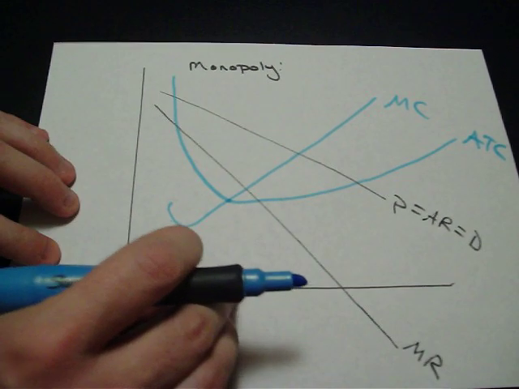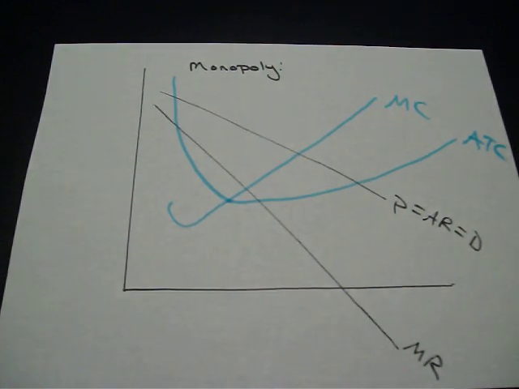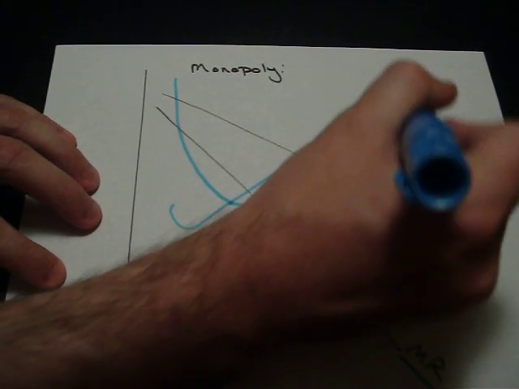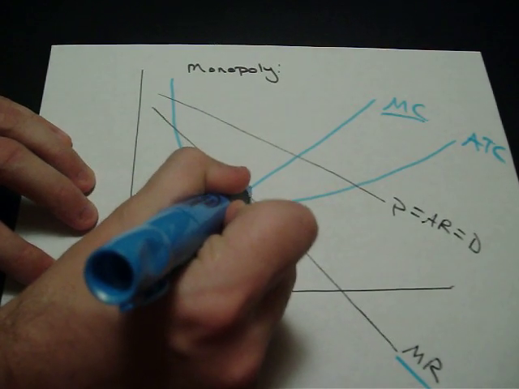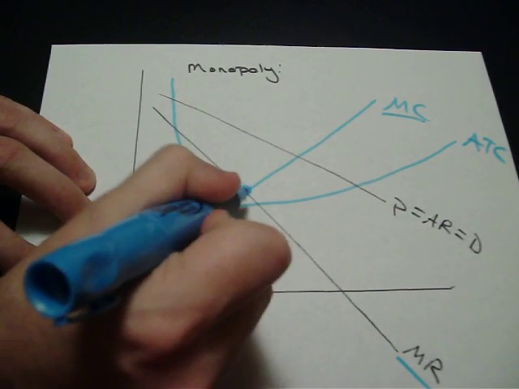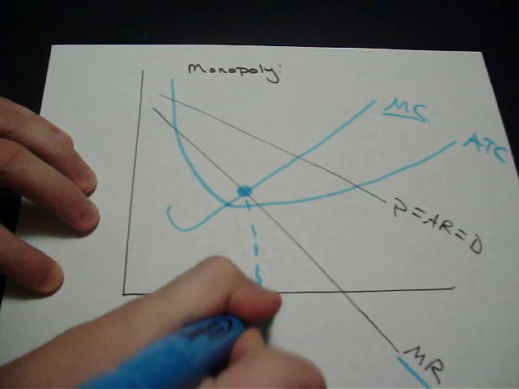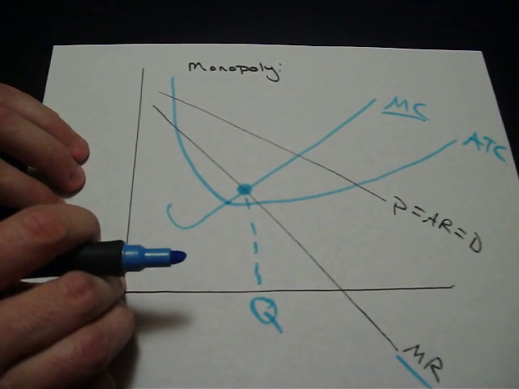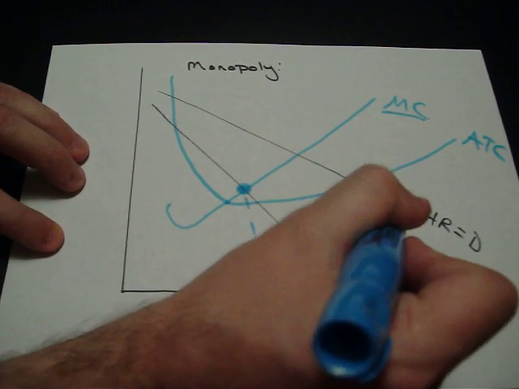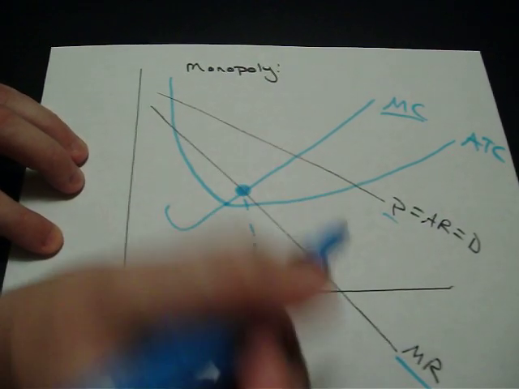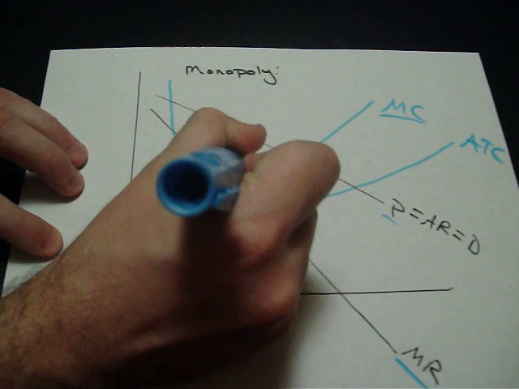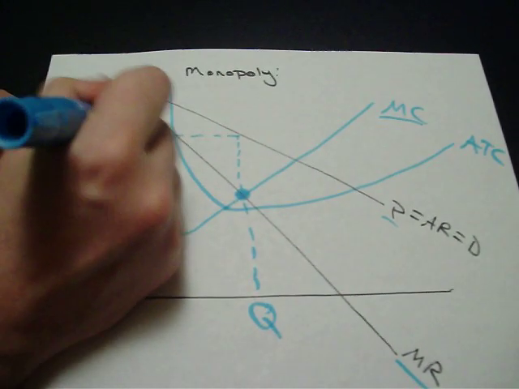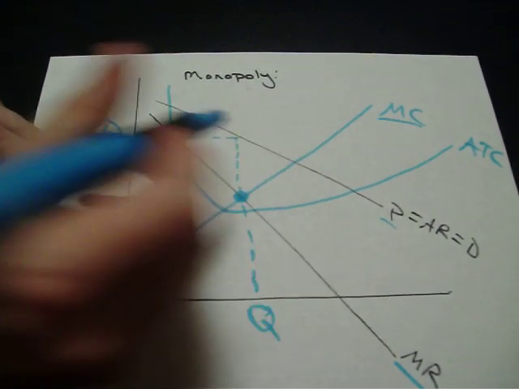The other thing that always stays the same is the idea that we're producing up to the point where MR equals MC. Here's marginal revenue. Here's marginal cost. Here's where they're equal. Trace down from there, and we find the quantity that's going to maximize profits. If we want to figure out the price that's going to maximize profits, we have to trace up to the price line from where MR equals MC. So trace up to the price line, then trace over. Here I've got the price that the monopoly is going to set.